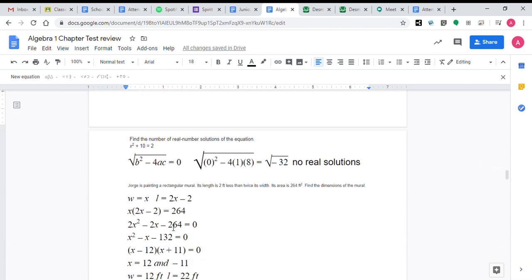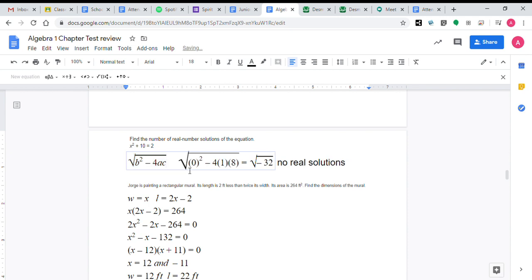I move down. This is asking me the number of real solutions, which has to do with the discriminant again. It wouldn't be equal to 0. But the discriminant here is going to be a negative underneath the radical. So when it's a negative under the radical, it's actually no real solutions.